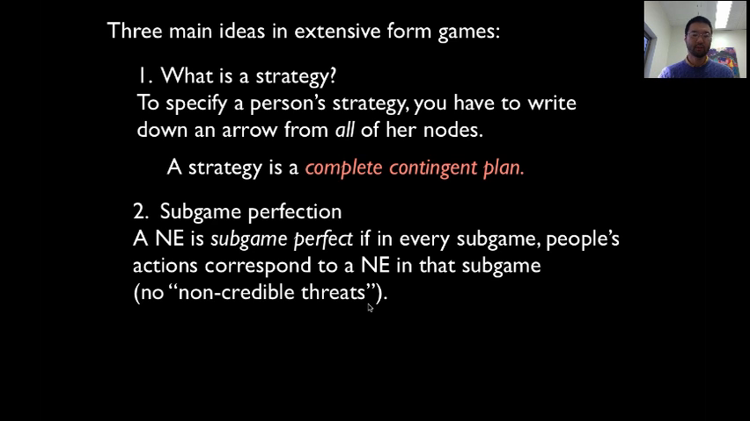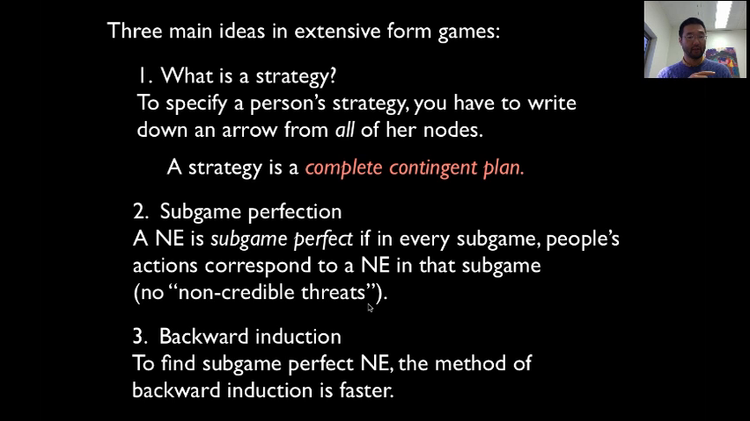And finally, the third point, which we haven't gotten to yet, so this bit is new, is called backward induction. Backward induction is a method of finding subgame perfect Nash equilibria, which is faster. In other words, you don't have to do this whole table thing. You can simply look at the game itself, the tree, and use this method of backward induction to find subgame perfect Nash equilibria. This is something which, again, I'll introduce in this example. Okay, here we have an example.